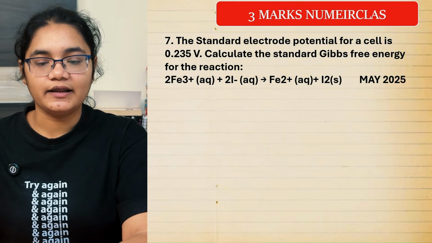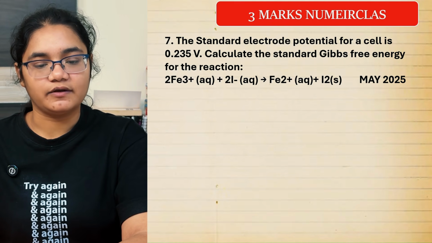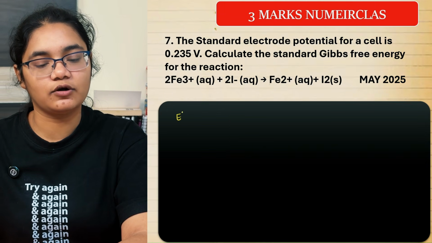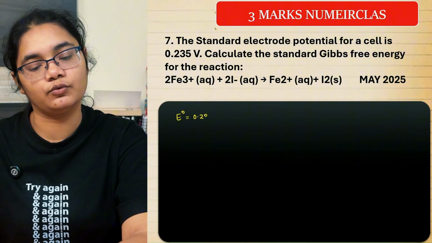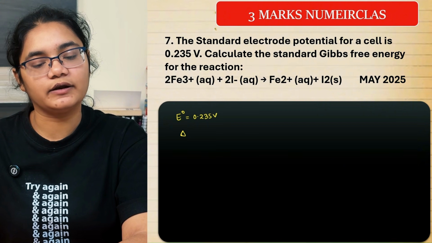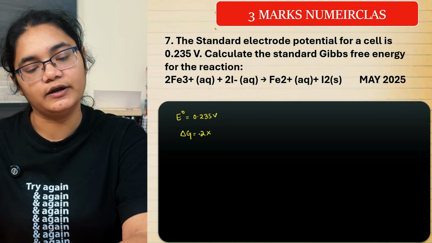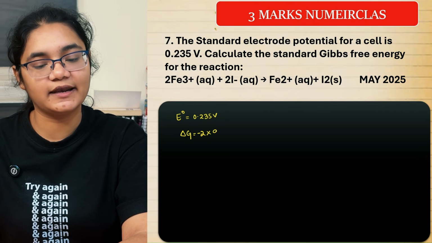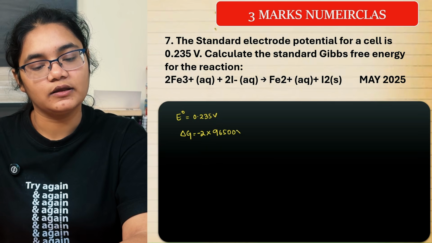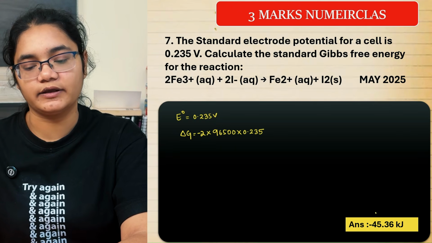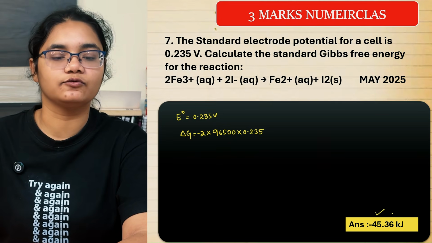Next question, the standard electrode potential for a cell is already given. Calculate the Gibbs free energy. Okay, this is a very simple question. Directly E naught value is given to you, which is 0.235 volt. Just calculate delta G value. N of the reaction is again 2. You can see here, delta G is minus NF E naught, right? 2 into F into E naught value, which is 0.235. So if I solve this, we'll get minus 45.36.